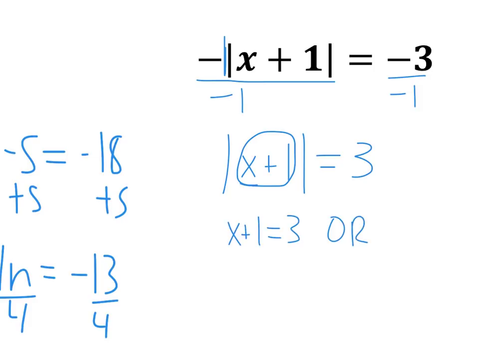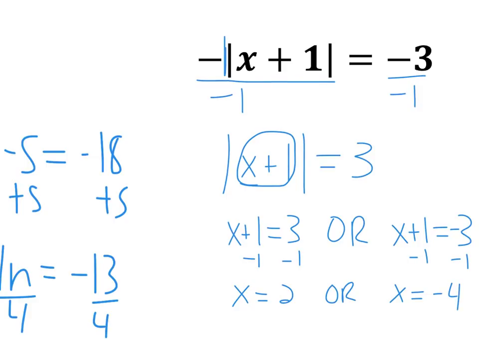x plus 1 is +3, or x plus 1 is -3. And now I'll solve them both. Subtract 1 from everything, and x is either 2 or x is -4. So we had to get rid of the extra negative sign out front by dividing before we could split up our problem into 2 parts and solve it.